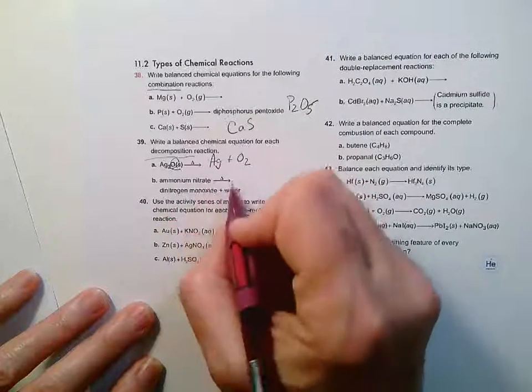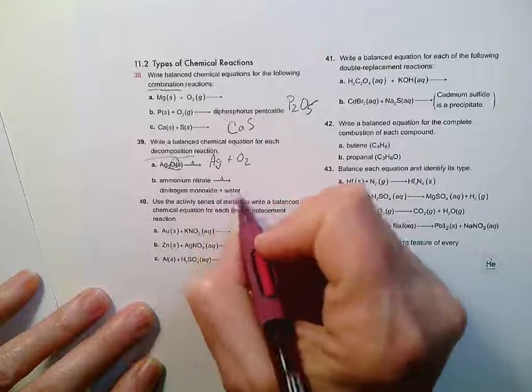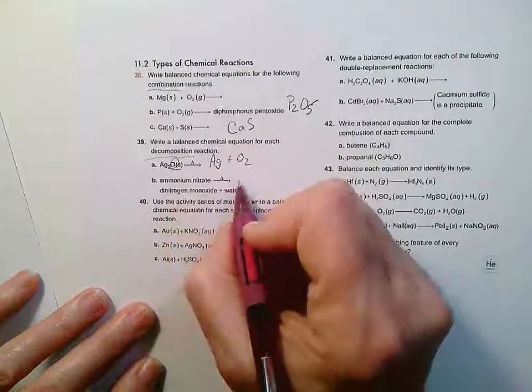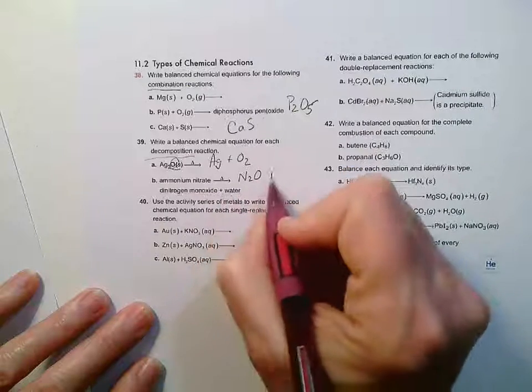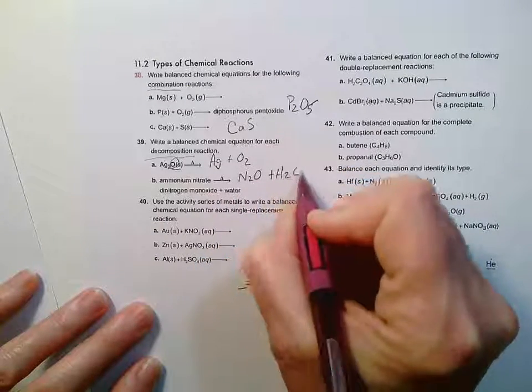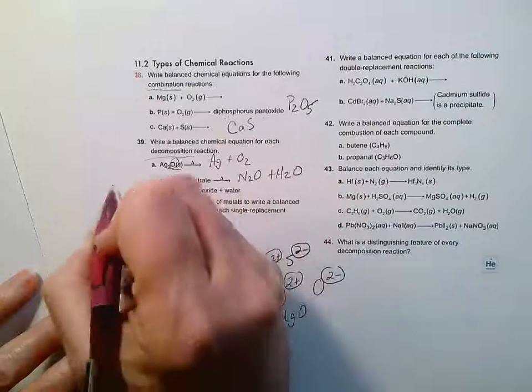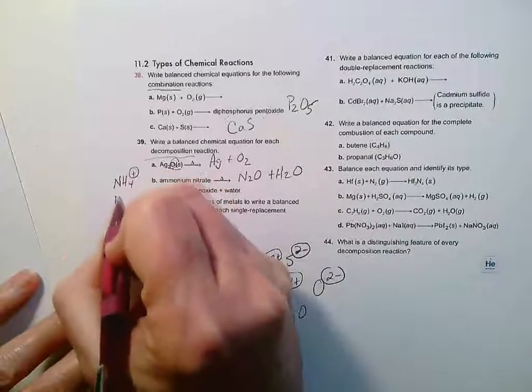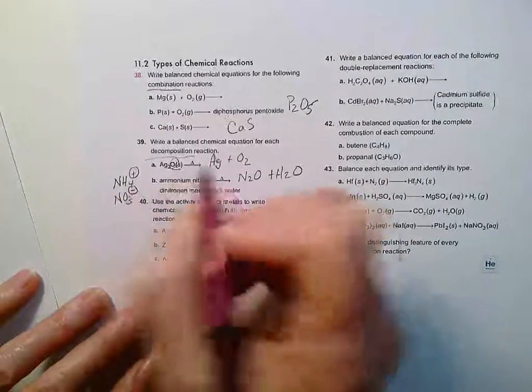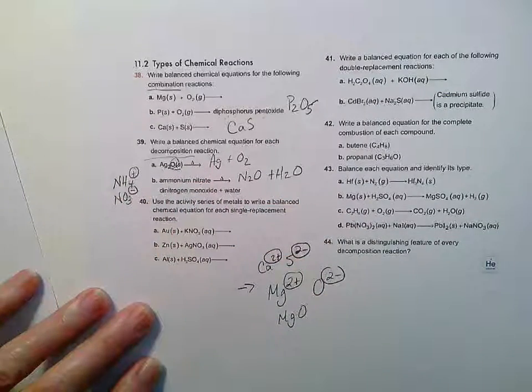Ammonium nitrate is decomposing into dinitrogen monoxide, so that would be N2O plus water. And then for ammonium nitrate, it's NH4 with a +1 and NO3 with a -1, so I would just need one of each.